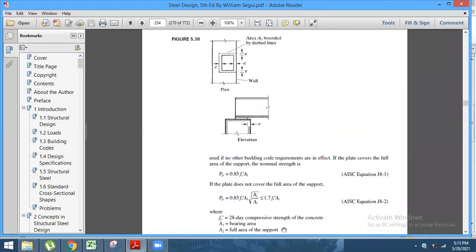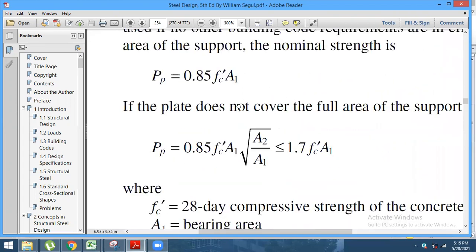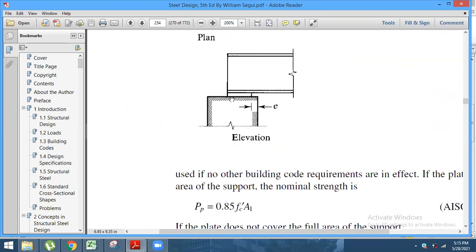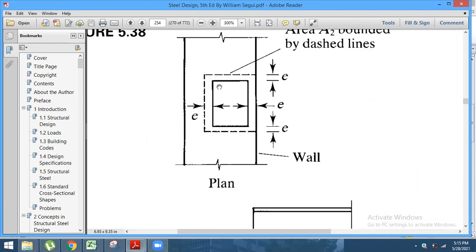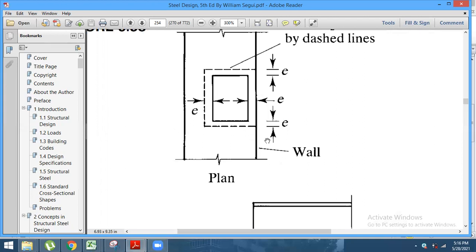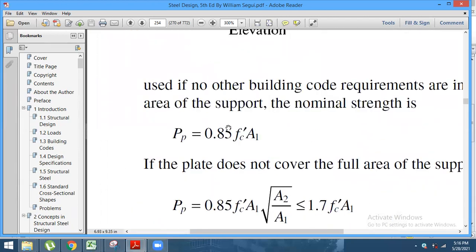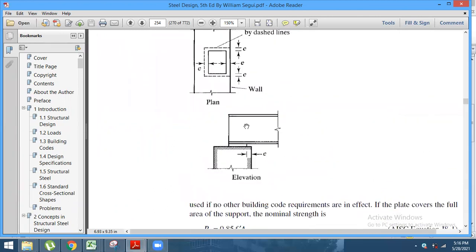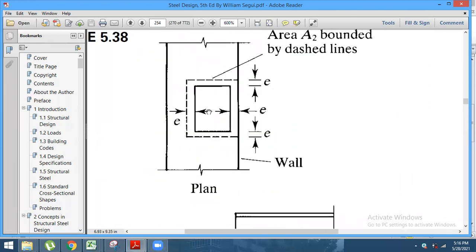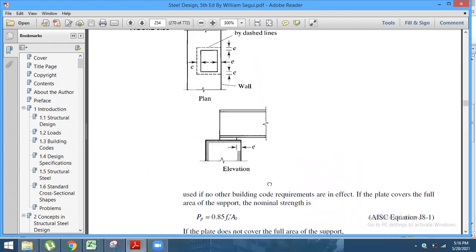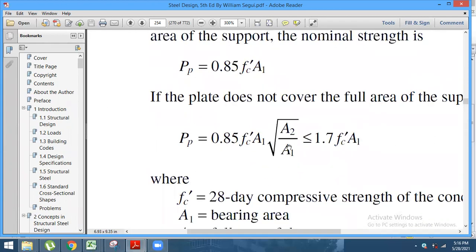Okay? So, dito sa bearing, ito ay kung yung area ng plate natin na nakapatong is presya ng area dito sa concrete. Yun yung formula na gamitin natin sa pag-check ng bearing. 0.85 FC prime area 1 of the steel plate. Now, if yung area ng bearing natin, steel plate, is less than the area ng concrete, ito yung gagamitin naman natin na formula sa pag-check ng bearing.